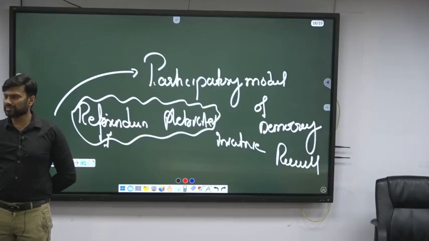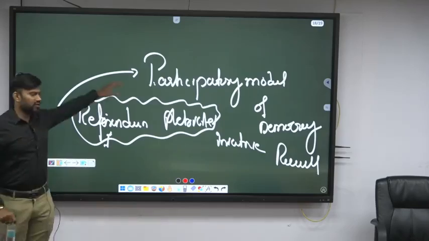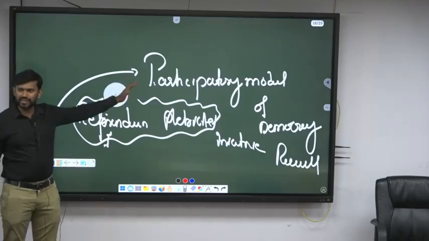Why? Because the participatory model, though it is ideal, is not practical. So he told, go for a representative model of democracy, which is a more practical form of government. So though he was an advocate of the participatory model, he did go for what? The representative model.